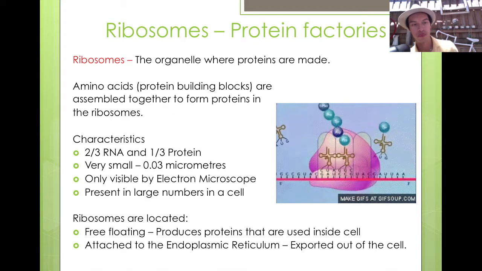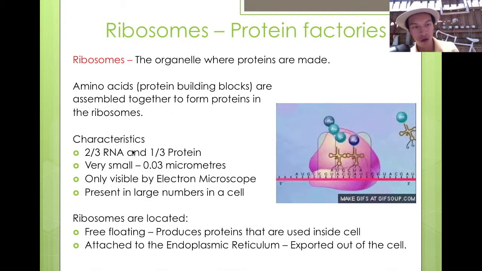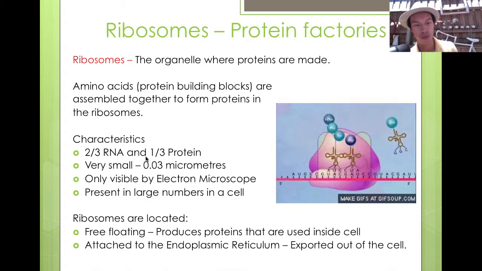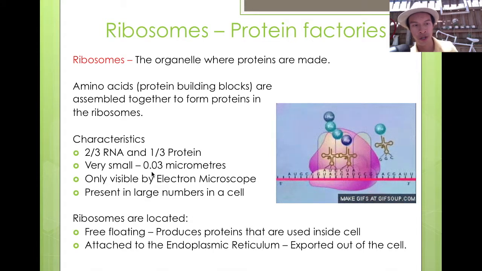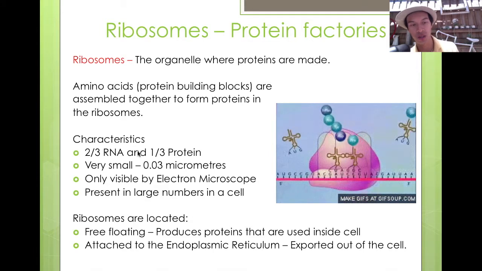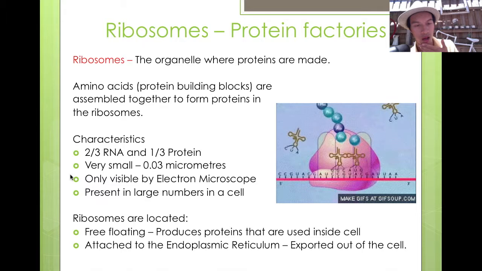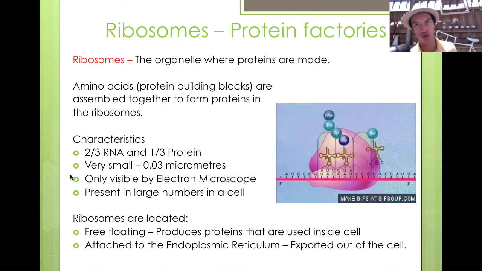The ribosome is made up of 2/3 RNA and 1/3 protein itself, and they are very small, about 0.03 micrometers in size. They're like little small dots that are littered throughout the entire cell. You can't see them with the naked eye or a light microscope. You can only see them with an electron microscope.